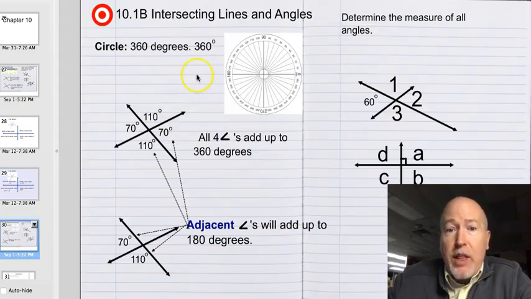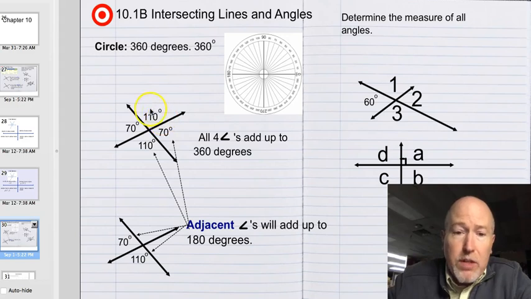You need to understand that whenever you have two lines that intersect, like these two lines here, first of all, the sum of the angles will be 360 degrees. Add them up. 110 plus 70, that's 180. Wait a minute, 70 plus 110? Well, that's 180. 110 plus 70, 180.